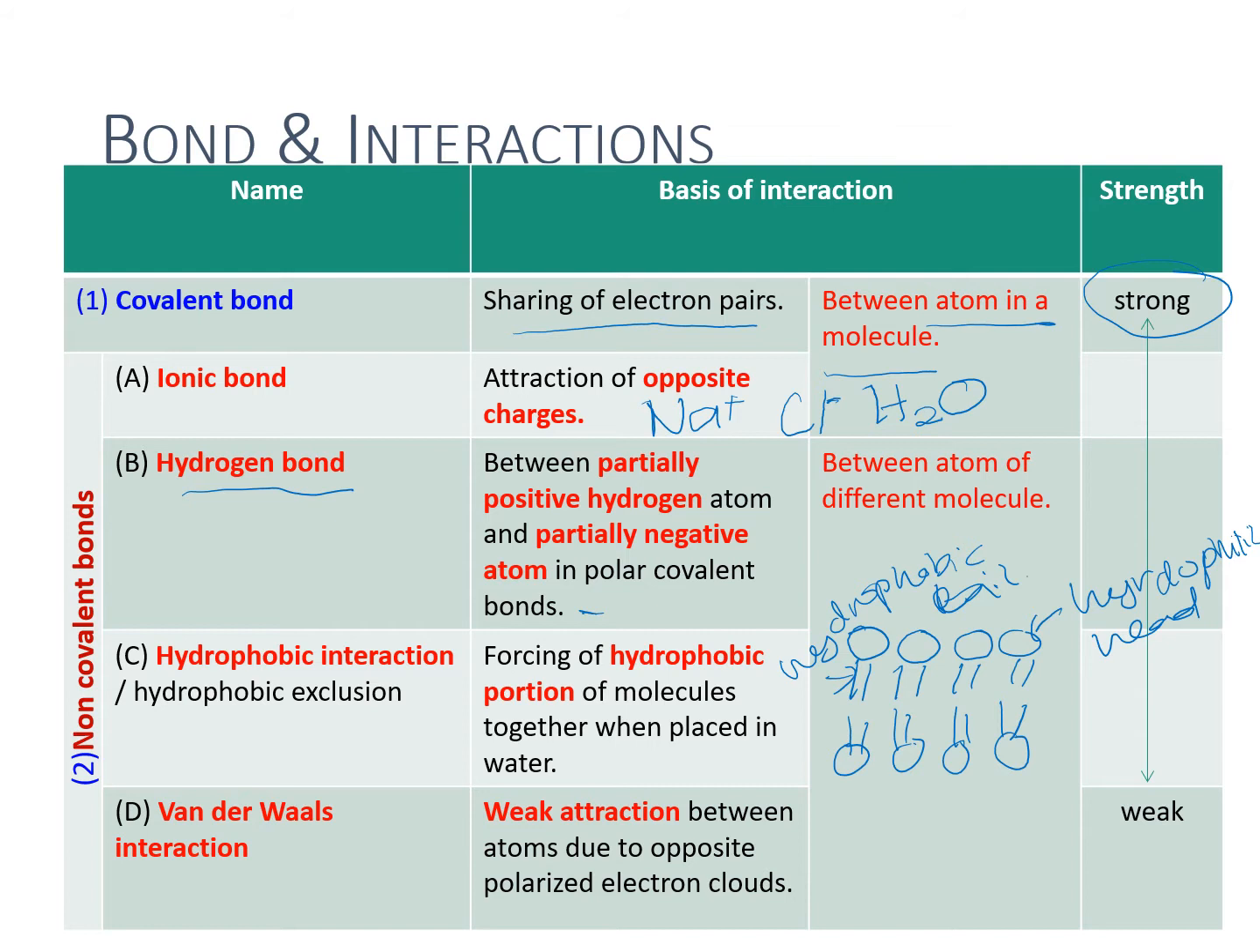The property of hydrocarbon is that it is non-polar. So when it is non-polar, it will not attract water molecules, and therefore the hydrophobic tail of one phospholipid molecule will attract the hydrophobic tail of another phospholipid molecule to form the hydrophobic interaction. So this is the hydrophobic interaction that exists between the phospholipid molecules that form the phospholipid bilayer of membranes.